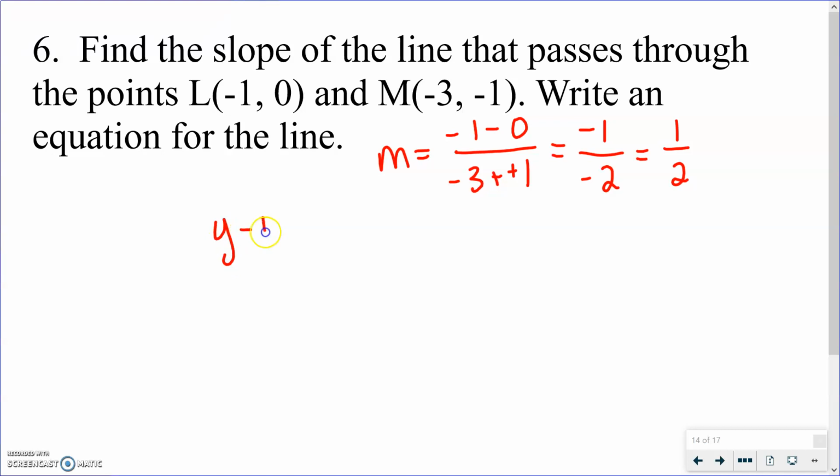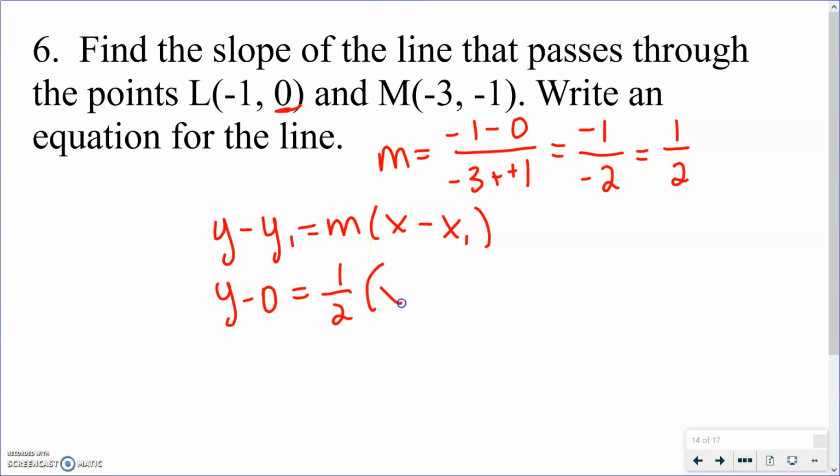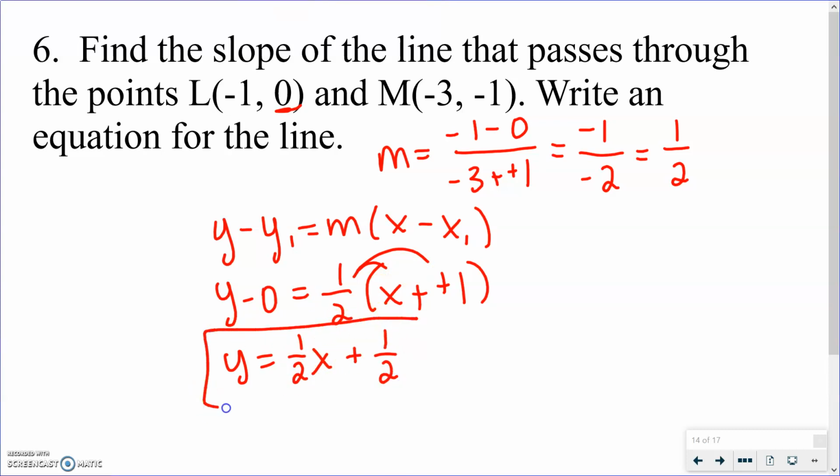Then I'm going to use point slope form. I'm going to use this first point here, so y minus 0, that's our y coordinate. Our slope is 1/2. x minus our x1, which is -1. So I have y equals, because y minus 0 is just y, and I'm going to distribute. So I have 1/2 x plus 1/2. And that is my slope-intercept form. And again, I know that because y is all by itself on one side of our equation.